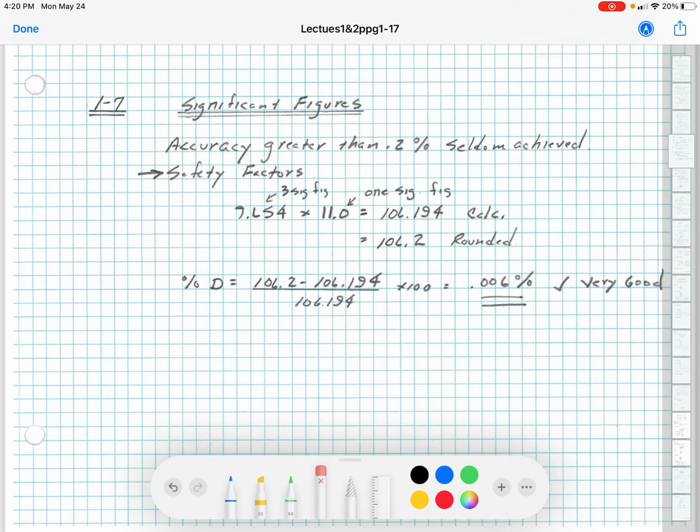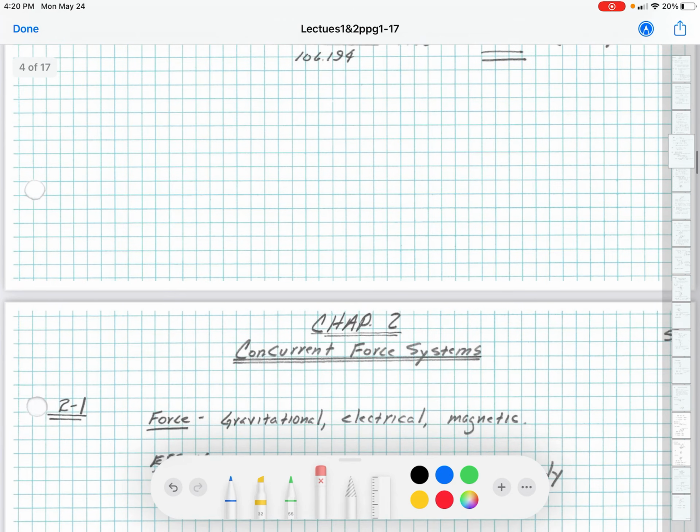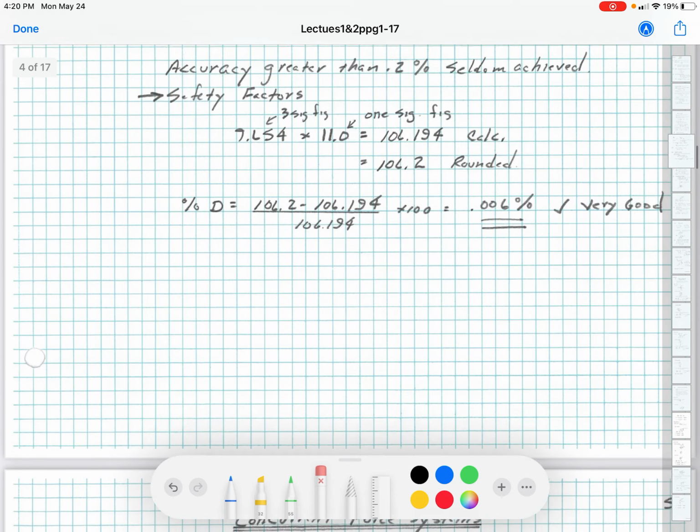Okay, so let's pick up with this next time. We're going to start with looking at concurrent force systems and really start getting involved in it.